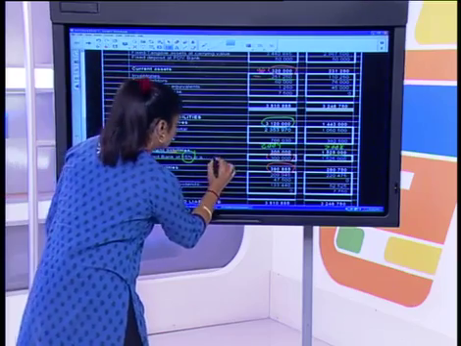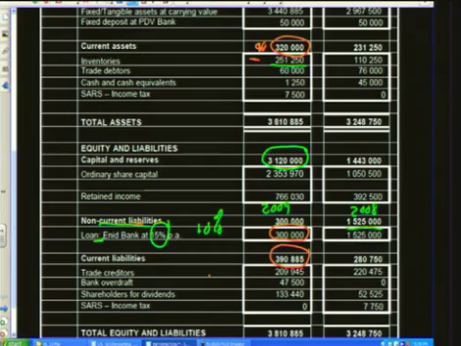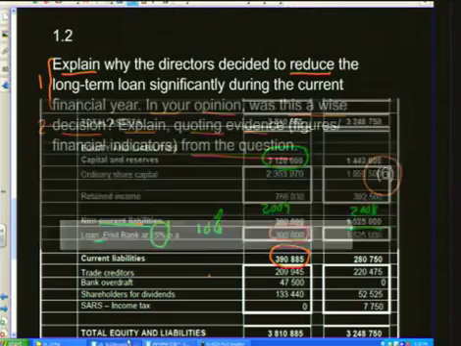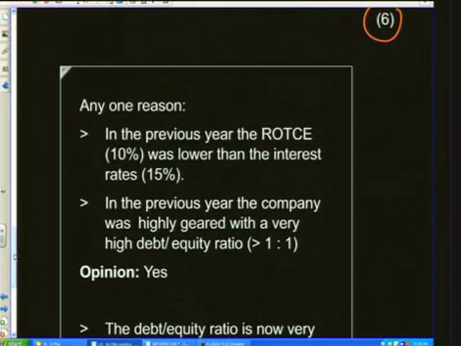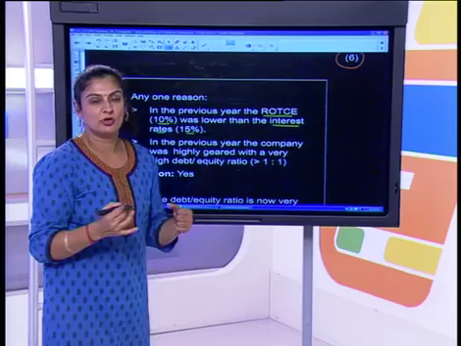Well, based on the return, definitely not, because you're paying out more than what you actually received. So you're in effect incurring an expense greater than what you should. Exactly. So my return is only 10%, but I'm obviously paying back 15%. It's not worth me borrowing this capital, and I need to pay it off as soon as possible. So let's look at possible reasons, apart from the one that I've just mentioned. Firstly, the reason as to why the directors decided to pay back their loan: in the previous year, the return on total capital employed was 10%, and it was lower than the interest rate, which is 15%.